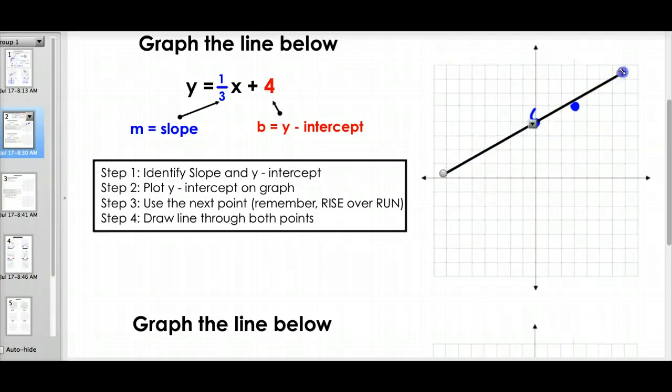Let's get it to go through the line. Just like that. And there, we drew our line. So it just takes that. You just have to find your y-intercept, plot it, and then use your slope to find the next point.